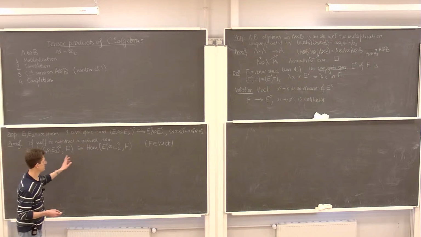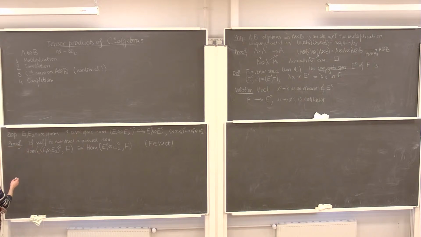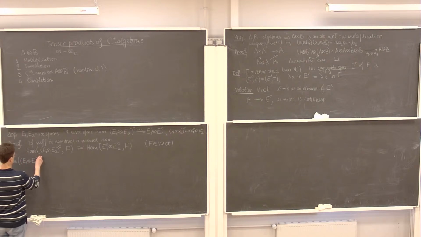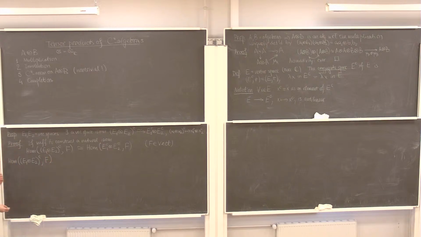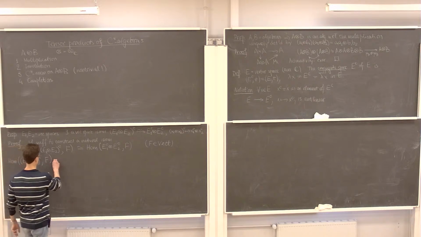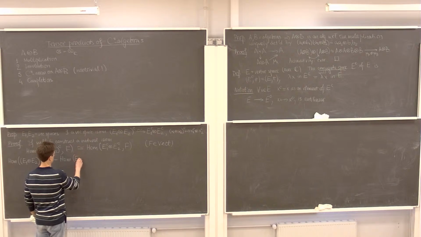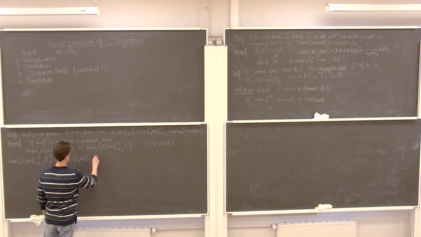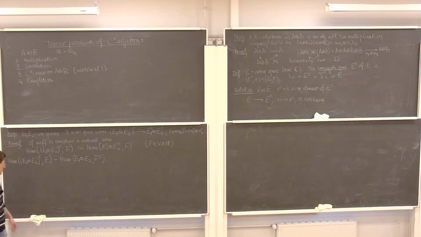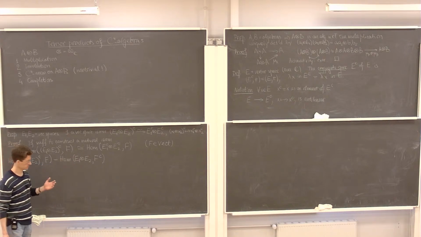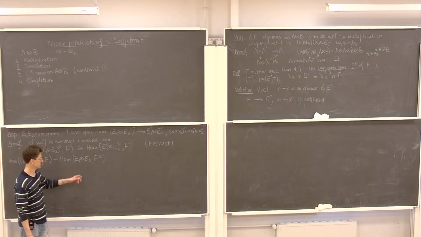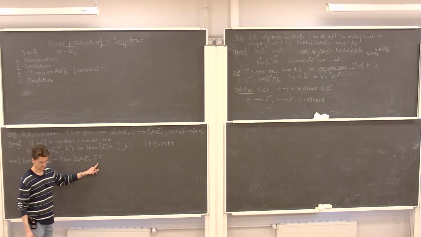Okay, so to construct such an isomorphism, let's start with this space, Hom from this complex conjugate to F. And observe that we can move this letter little c from here to here. Well, this is indeed true because both spaces, this one and this one, consist of antilinear maps from E1 tensor E2 to F. So they are the same.